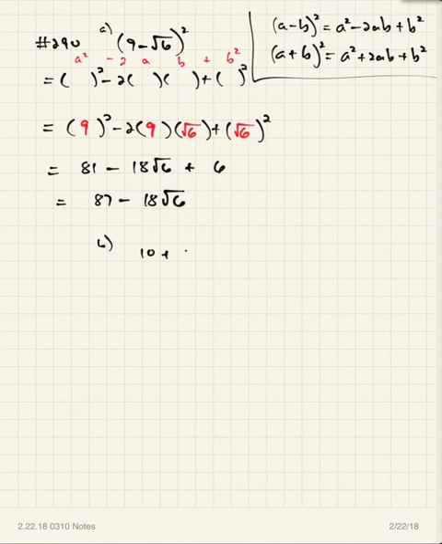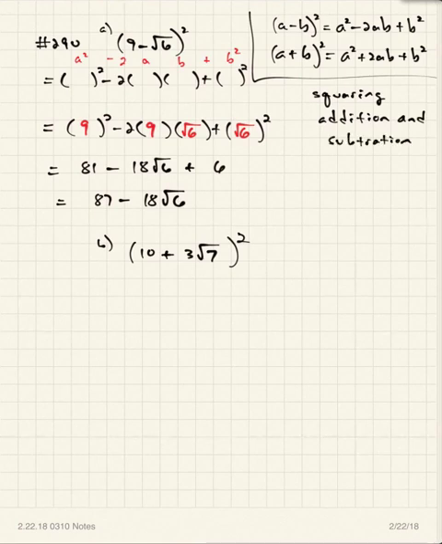We have 10 plus 3 times the square root of 7, and that's squared. So it's another problem where you've got the square, in this case the square of an addition problem. So these rules up here are for squaring addition and subtraction problems. And it is super helpful when the addition or the subtraction problem has at least one square root in it.